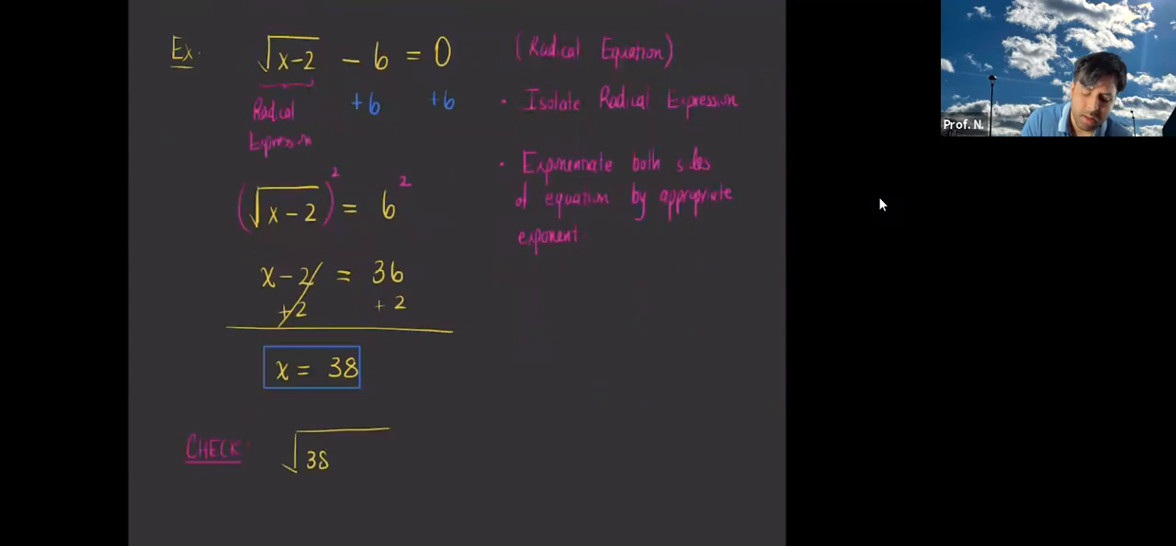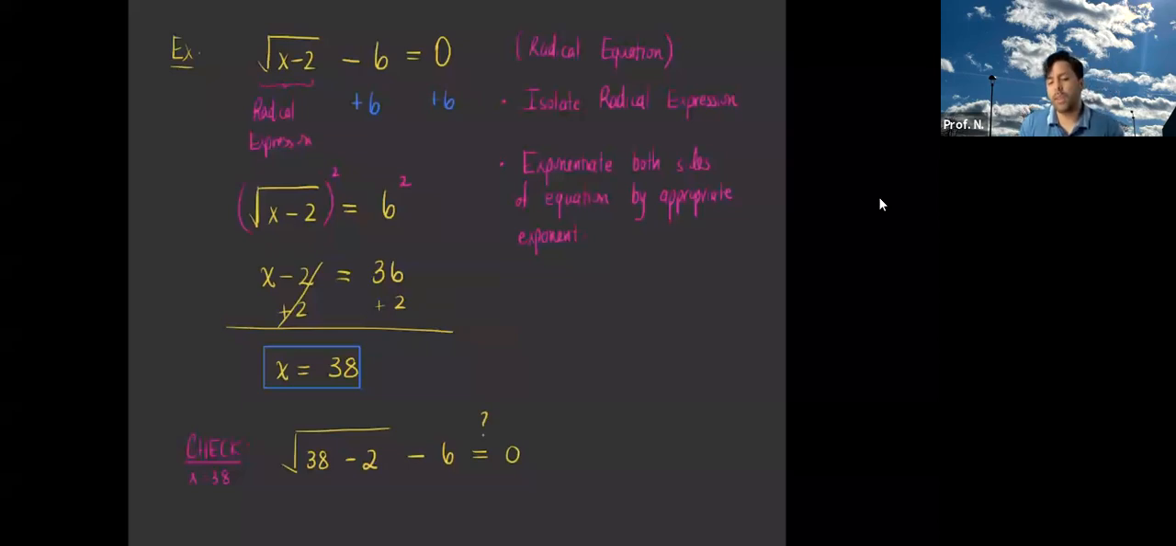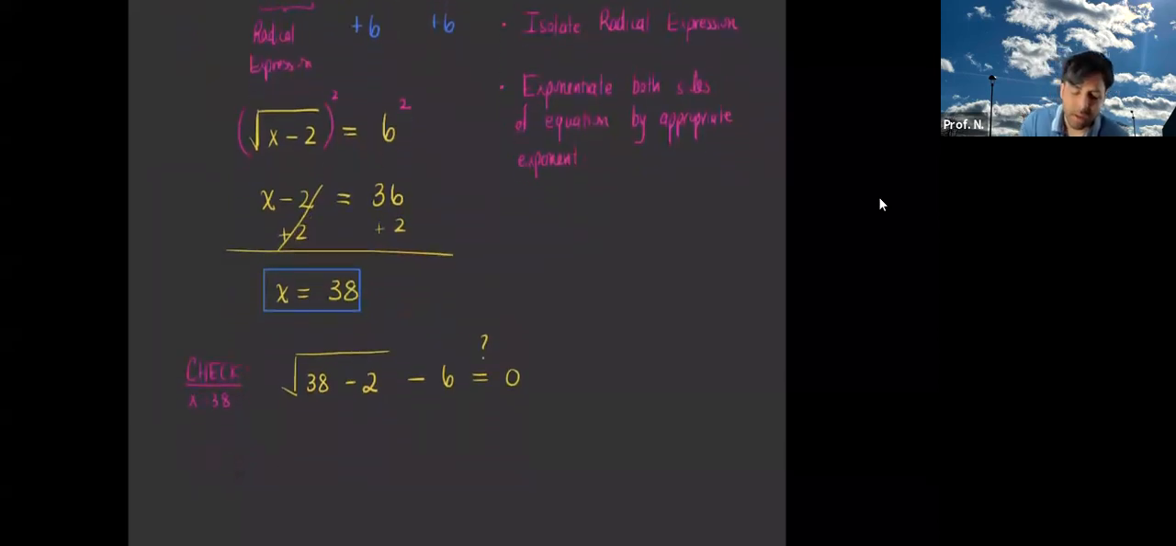So I'm plugging in 38 for x, and I want to see if the original equation does hold. So does the square root of 38 minus 2, minus 6, equal 0? Well, 38 minus 2 is the square root of 36. And then the square root of 36 is 6. 6 minus 6 is 0. So yes, of course, this works out.